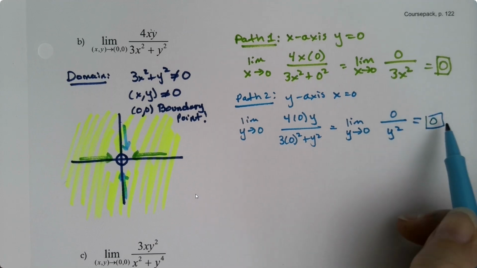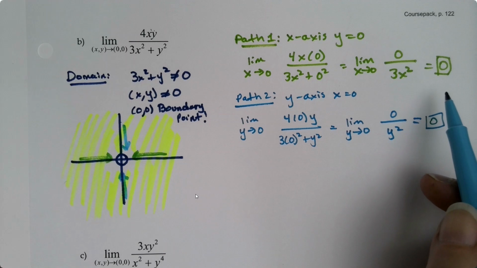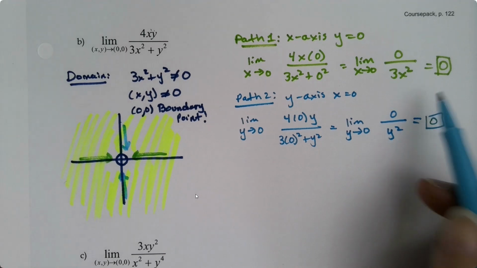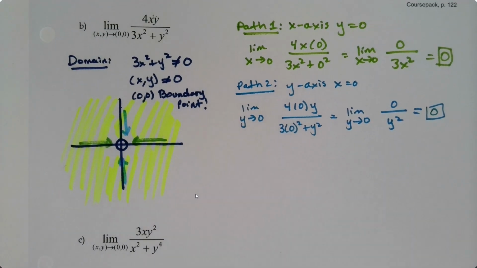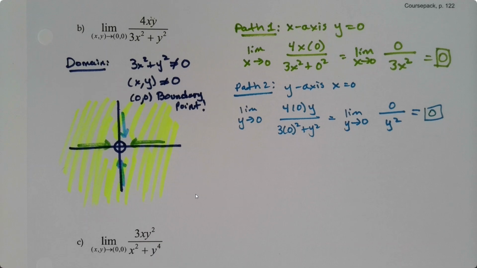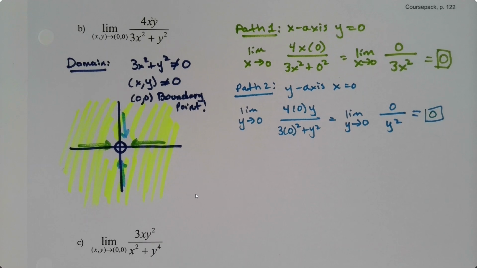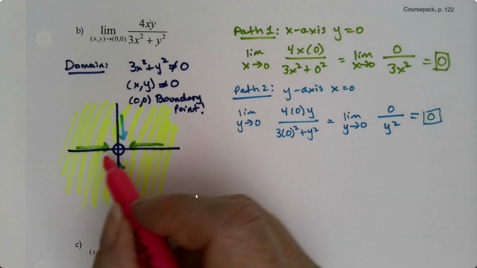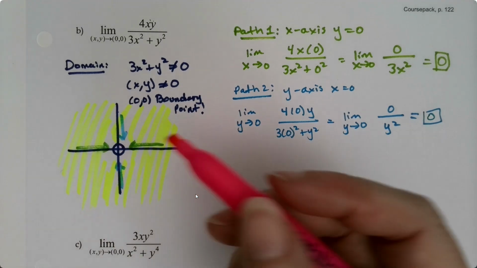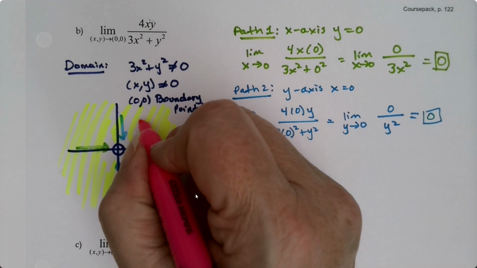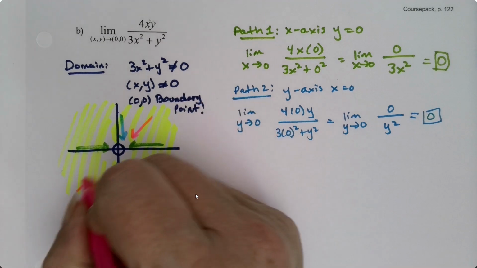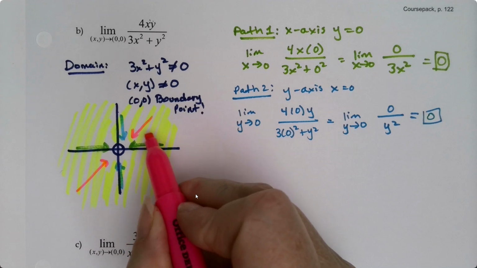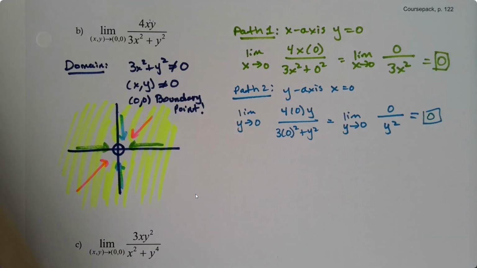That's not good, right? So we didn't prove the contradiction. I need a contradiction, and we're not having it. So the x and y axis isn't going to work. I need some other path. And this is where it gets fun, because you can try all sorts of paths. There's lots of ways to go. You can try parabolas, like y equals x squared. You could try all sorts of things. I'm actually going to try a diagonal line, which is y equals x. So let's see how that goes.